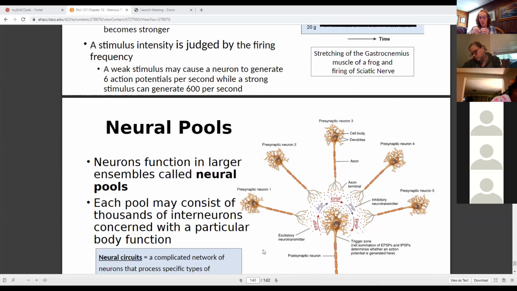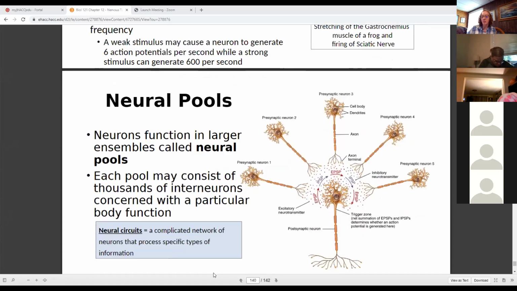Last part, talking about neural pools. So we know that neurons coordinate. There's a lot of neuron coordination that's got to occur. We have over, how many did we say we had? Over 50 billion neurons. There has to be a lot of coordination between those neurons. So neurons function in larger assemblies called neural pools, where each pool can consist of thousands of interneurons concerned with a particular body function.